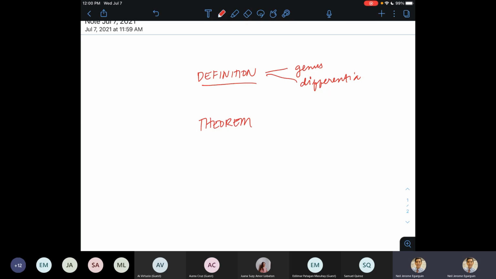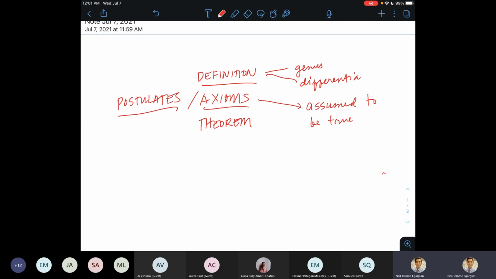And then after you define, any mathematical discourse should work with axioms or assumptions. These are things that are assumed to be true for the sake of what is to follow. Because you cannot start a mathematical discourse without having some assumptions, some tacit assumptions, things that need not be proved. So sometimes axioms are also called postulates. These are statements that are assumed to be true, no need for a proof, right?